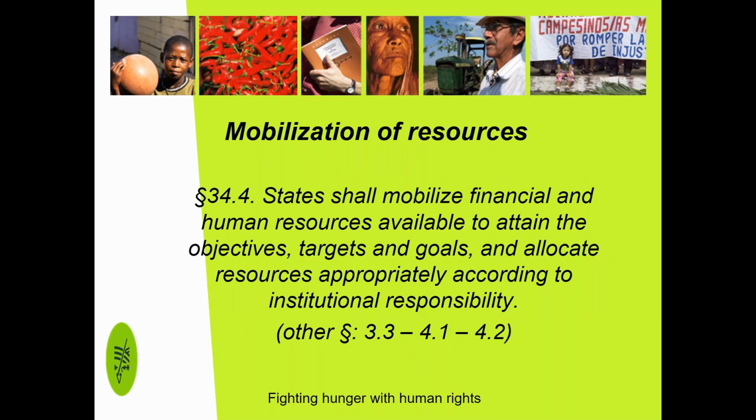Governments or states should really put on the table an idea of how the right to water should be realized. So this requires resources, human and financial resources. And this is why, for instance, paragraph 34.4 is very key: the state shall mobilize financial and human resources available to attain the objectives, targets, and goals, and allocate resources appropriately according to institutional responsibility.